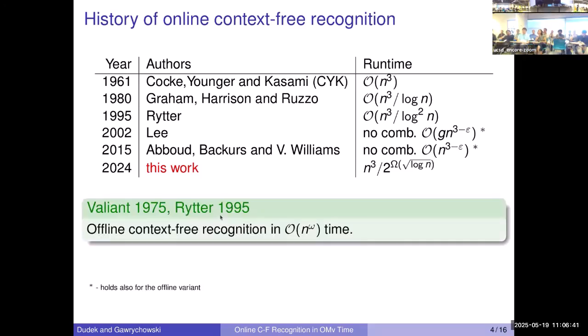One more comment: there is an important result by Valiant, later also described by Rytter, in which they show that the offline version of the problem can be solved in n to the omega time by reduction to matrix multiplication. Here omega stands for the complexity of fast matrix multiplication. And the asterisk is that these lower bounds hold for the offline variant, and they immediately translate to the online version as well.